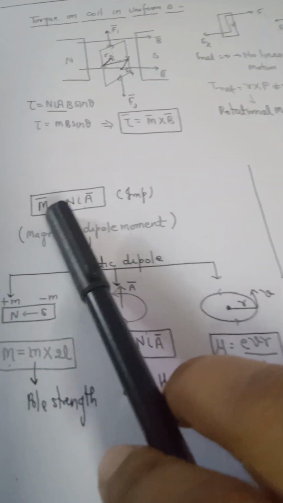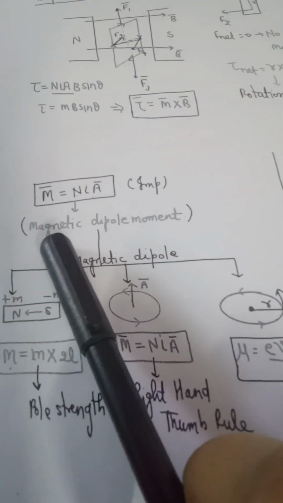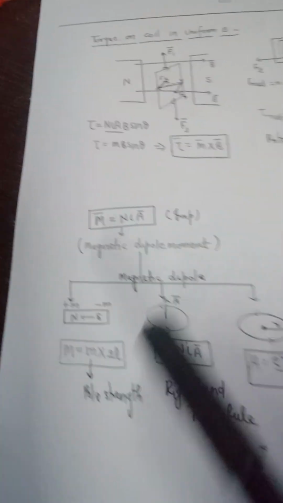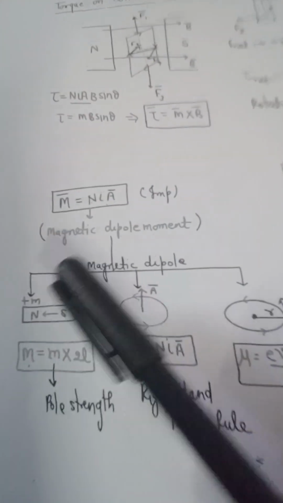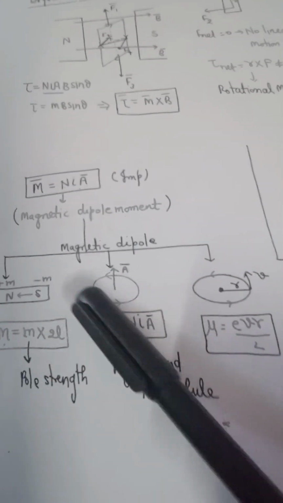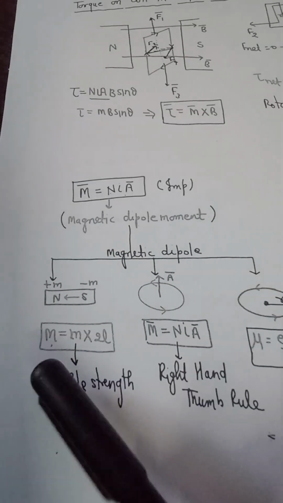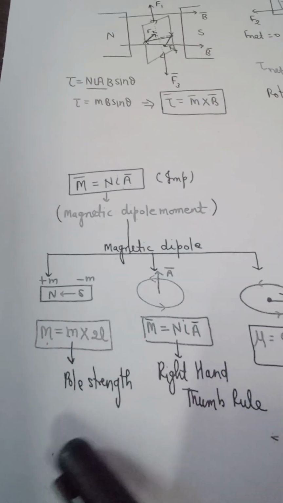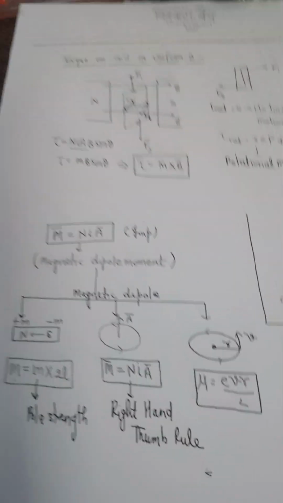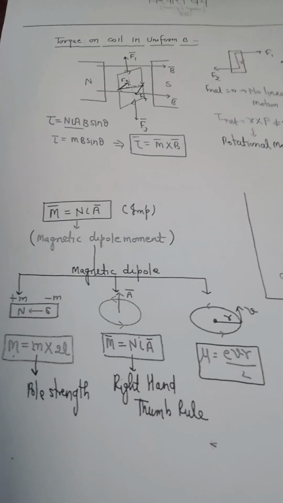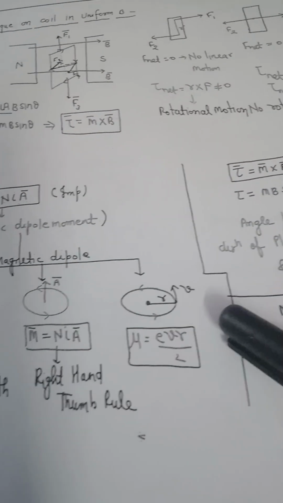Now this M is equal to NIA, it is a magnetic dipole moment. This is important. So net it is a magnetic dipole, which is plus M, minus M, N S. Capital M is equal to M cross l. This is a pole strength, and capital M is equal to NIA. This is the right hand thumb rule.